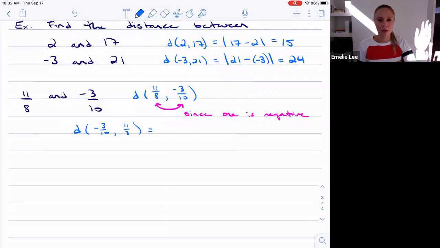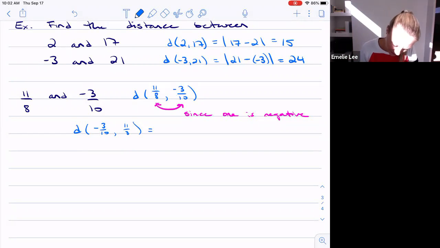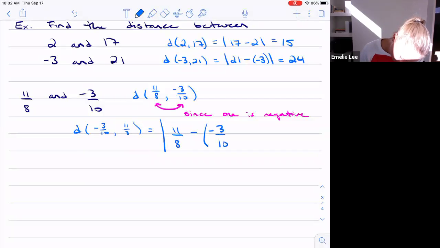Because you want to think about that number line. Like I said, we'll check it, but it doesn't actually matter. But you want to have the smallest number on the left and the largest number on the right so that you've got the proper interval. So this is going to be the absolute value, and I'll do big absolute value signs so that I can deal with my fractions properly. And so I'm going to have from 11 over 8 minus, so it's from b minus a, so minus negative 3 over 10.